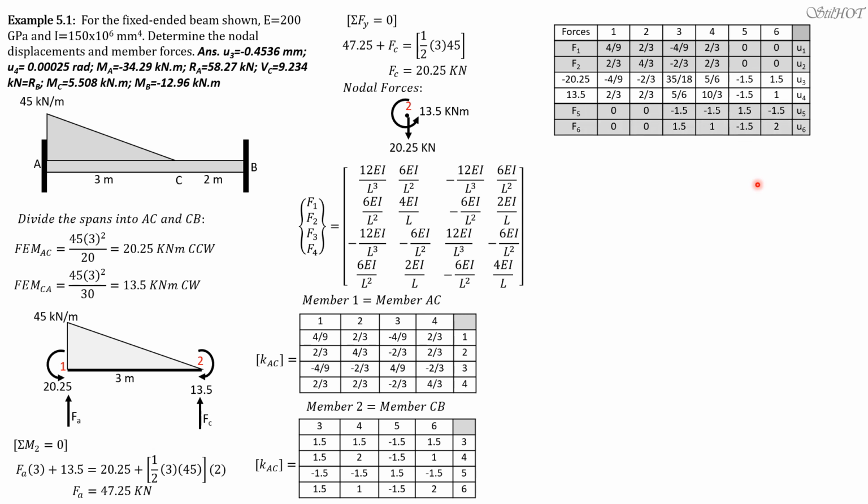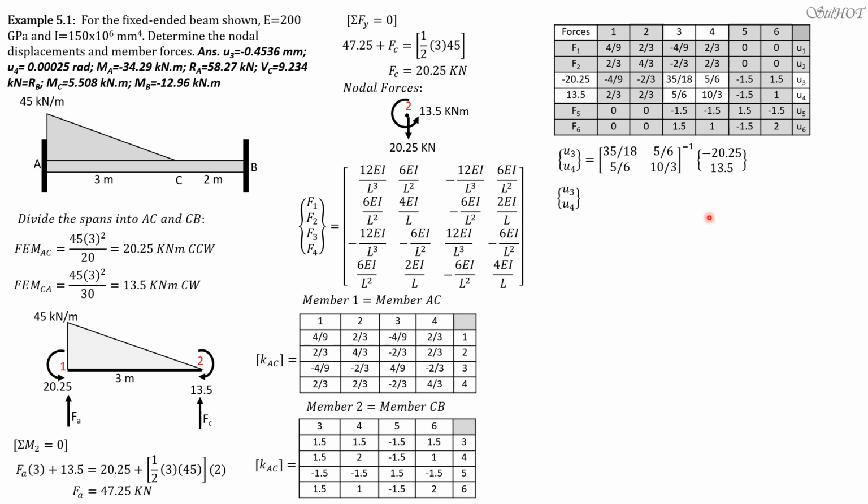So we delete rows and columns associated with zero displacement. So it is reduced to this matrix here. Negative 20.25, 13.5 as force matrix. This is the 2 by 2 matrix, then unknowns U3 and U4. So U3, U4 equals the inverse of 35 over 18, 5 over 6, 5 over 6, and 10/3 raised to the negative 1. Then times the force matrix, negative 20.25 and 13.5.